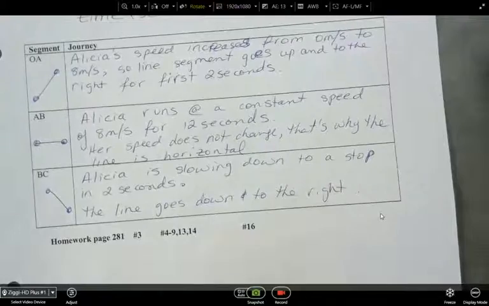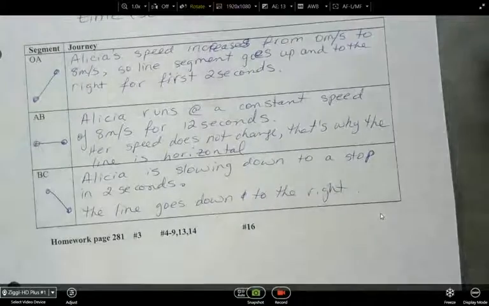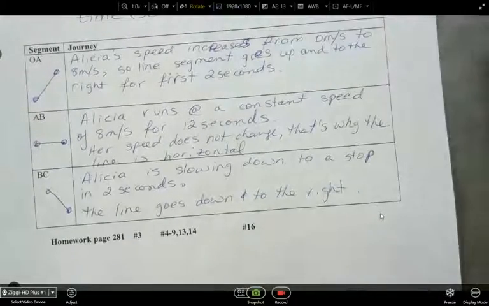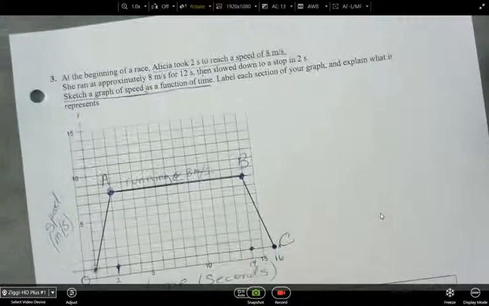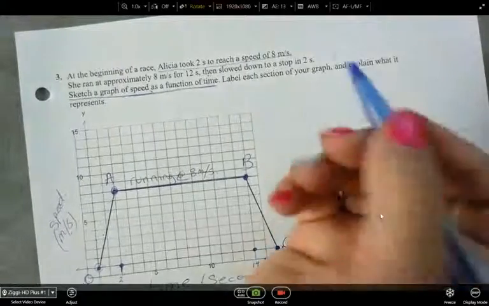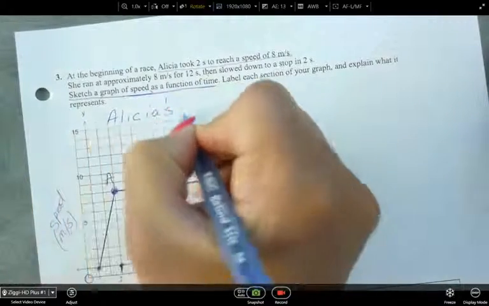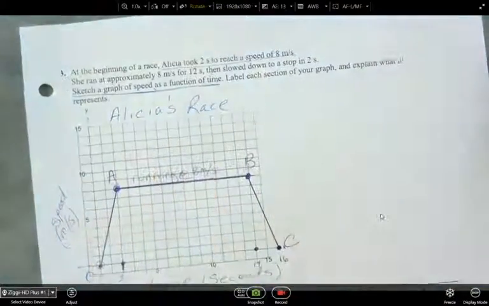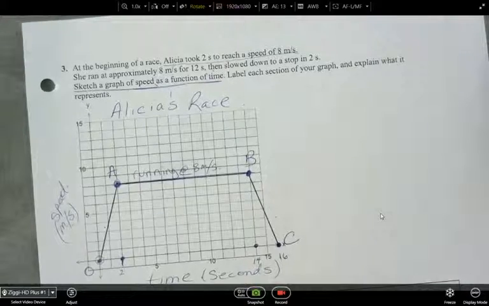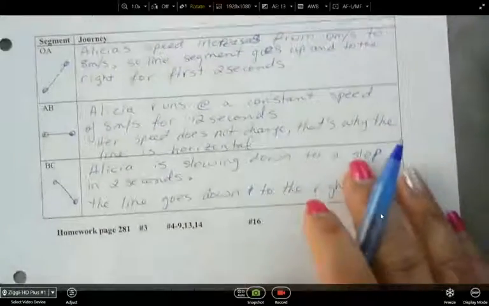I forgot one thing on my graph. What can you tell me that I forgot on my graph? A title. Good. Okay, so what can we call this? I mean, it could be as simple as that. You just need to give it a title so that you know who it belongs to and what story it belongs to. All right. So your homework's at the bottom there.